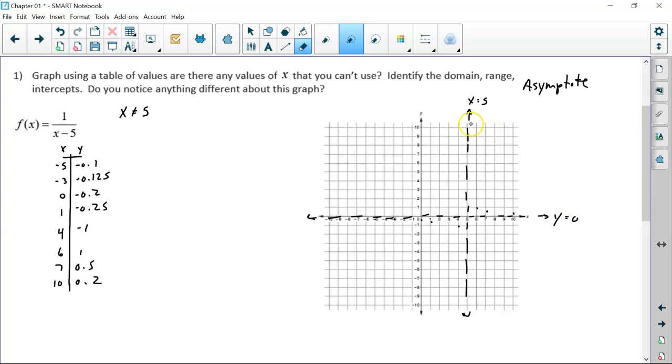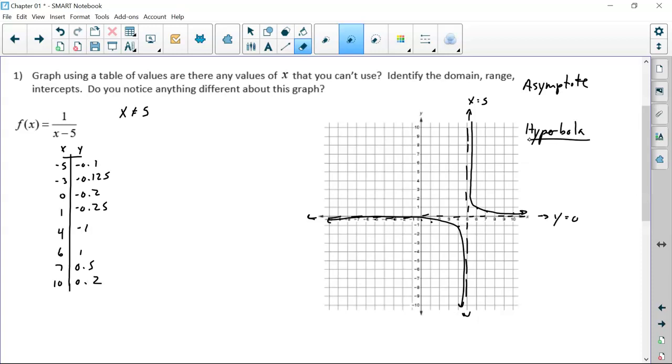So the graph is going to look like this. Notice how it should never cross that asymptote. That's our graph. And we call this type of graph a hyperbola. So now we can answer some questions about our domain, range, and intercepts.